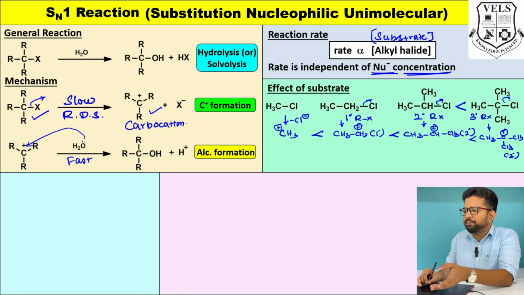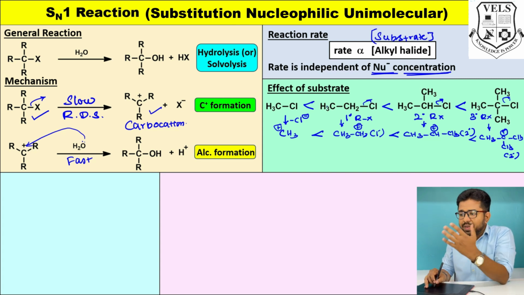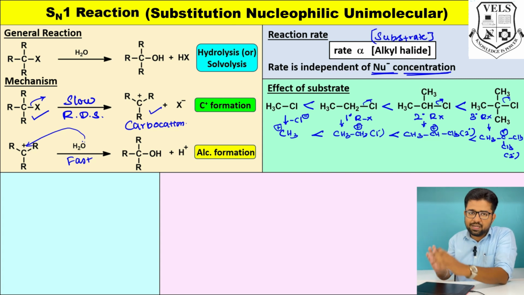And next one is secondary alkyl halide, followed by primary alkyl halide, and the least reactive will be methyl halide, because the methyl cation is least stable. That means it will not form that easily. So the first step will not form easily. Once the first step is not forming, the second step will obviously not react. So the least reactive will be methyl halide, and the most reactive will be tertiary alkyl halide.